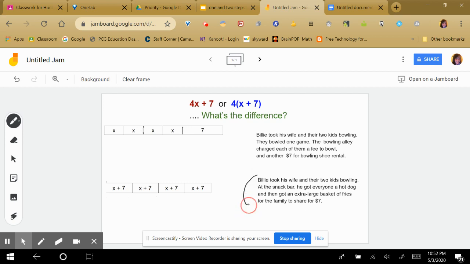Let's look at the next problem. Billy took his wife and their 2 kids bowling. At the snack bar, he got everyone a hot dog and then an extra large basket of fries for the family to share for $7. So, how's that one different? Well, let's see. They went to the snack bar. He got everyone a hot dog. So they didn't share the hot dog. Everybody got their own hot dog. Wife got a hot dog, kids got a hot dog, Billy got a hot dog, right? And then he got an extra large basket of fries to share. So how many times did he pay $7? Only once, right? Because he got 1 basket of fries.